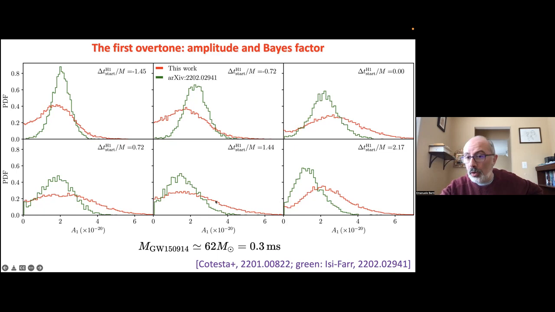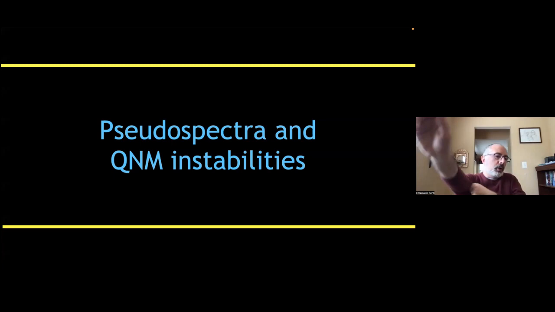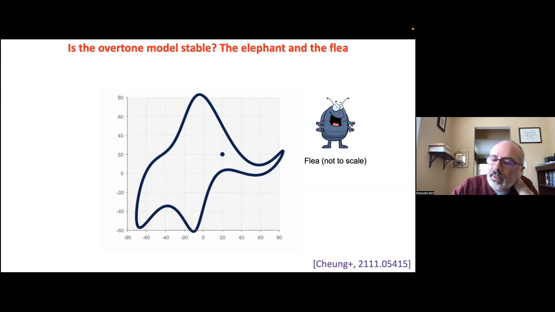Okay, the last thing that I want to mention only very briefly is that there may be a reason why higher overtones give you poor fits even in linear perturbation theory. And this is recent work that has been done by Jose Luis Jaramillo and others, and then we also had a paper in PRL recently with my student Mark Chong.